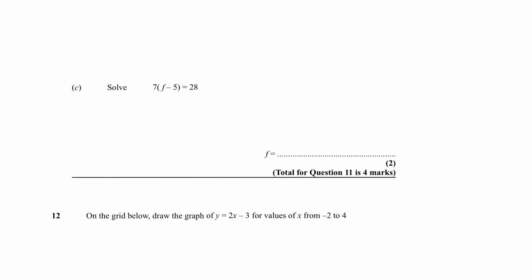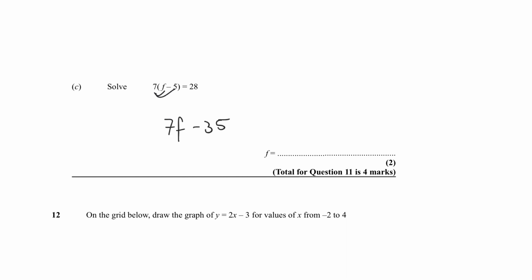And then here it wants us to solve. Again, solving is working out what the letter is equal to as a numerical value. So the first thing that we're going to do is expand the brackets. So 7 times f will be 7f. 7 times minus 5 would be minus 35, and that's equal to 28. Then we're going to add 35 to both sides. And so 7f would be equal to 63. So then to work out what f is, we're going to divide both sides by 7. And so that would leave us with an answer of 9. So f is equal to 9.